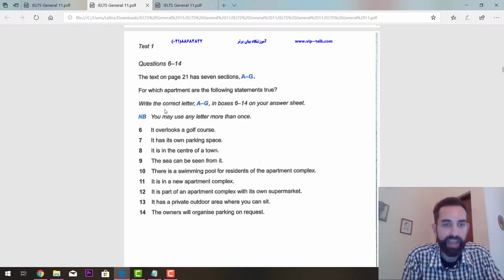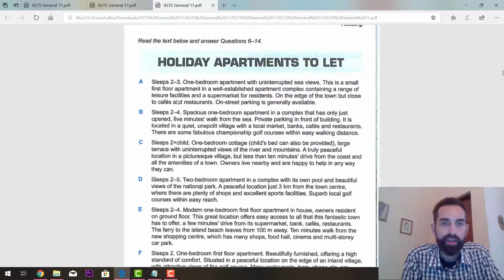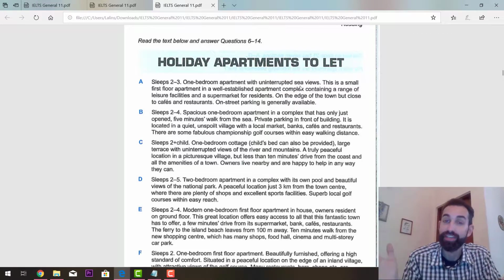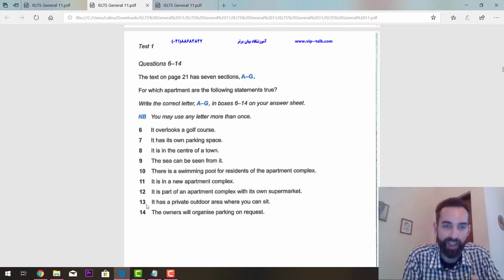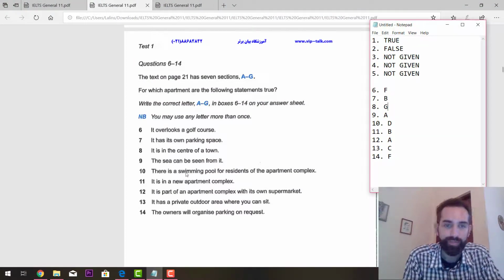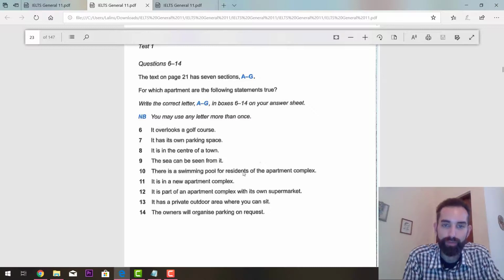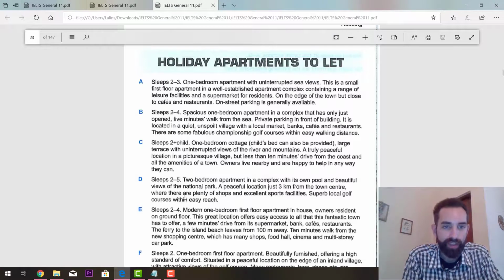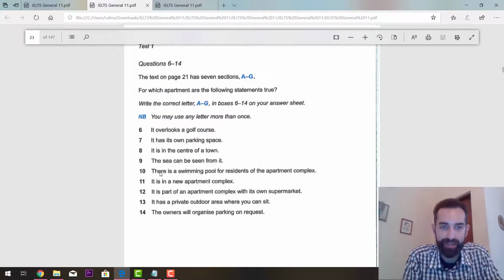And now 9 is A. 9 is the sea can be seen from it. So A: 1-bedroom apartment with uninterrupted sea views. That means you can see the sea. A great little saying there. See the sea. So yes, the sea can be seen. That means that 9 is A. So now 10. There is a swimming pool for residents of the apartment complex. And we got D. Let's look over D. 2-bedroom apartment in a complex with its own pool. Simple as. That means 10 is D.